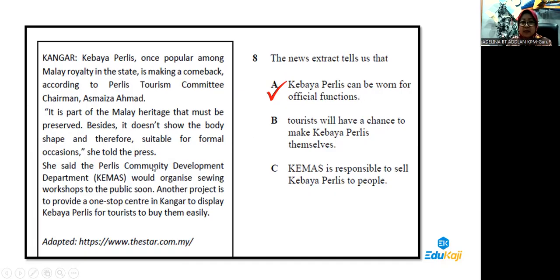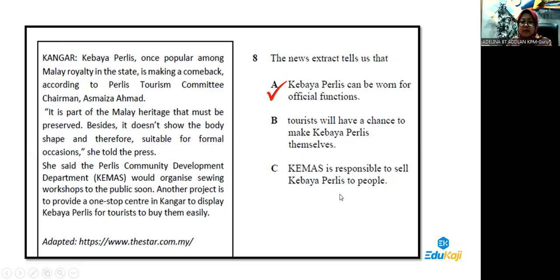It is already mentioned here, suitable for formal occasions. Okay, formal occasions. Formal occasion is the same meaning as official functions. Okay, what is it not be? Tourists will have a chance to make Kebaya Perlis themselves. Does it mention anything? They can make it themselves? No, it does not. Alright, we only mentioned organize a sewing workshop for the public. Okay, just a sewing workshop, not making the kebaya.